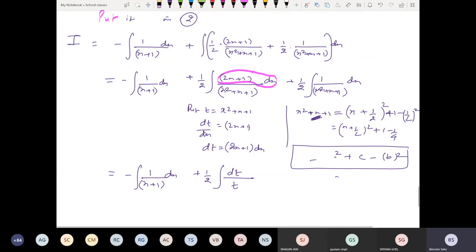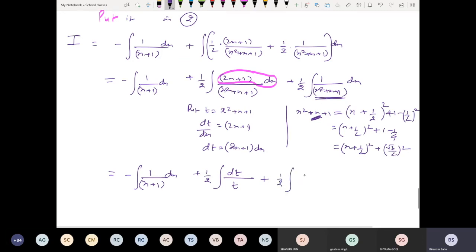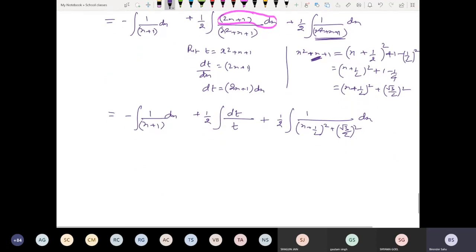Okay, now what to do? 1 minus 1/4 is 3/4. Okay, and we are making this a perfect square. (x plus 1 by 2) whole square plus 3 by 4, which is nothing but (root 3 by 2) whole square. Okay, so instead of writing this, we will be writing this. Okay, now just integrate all.